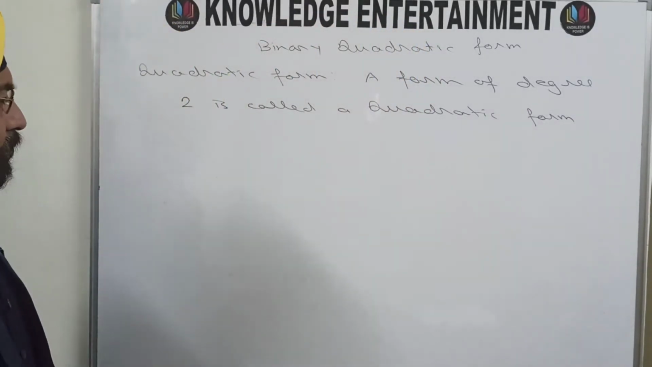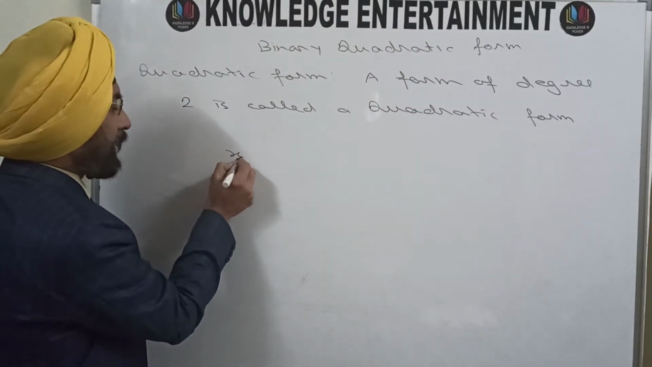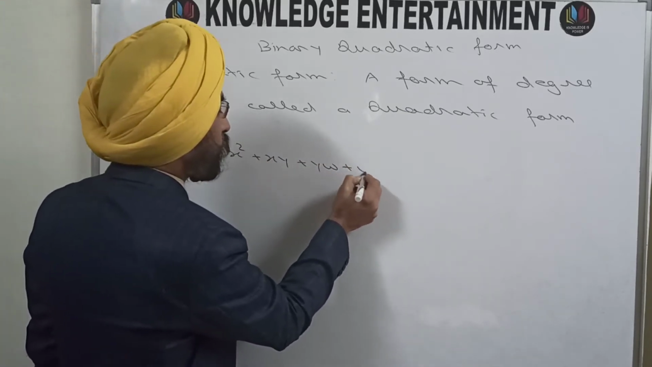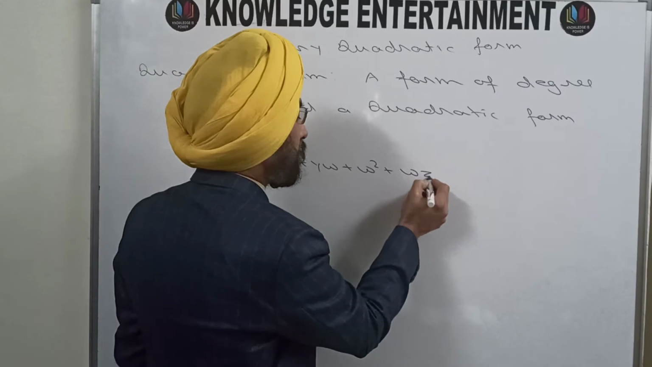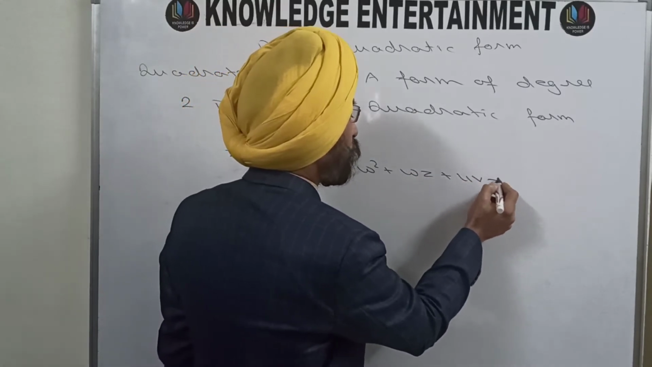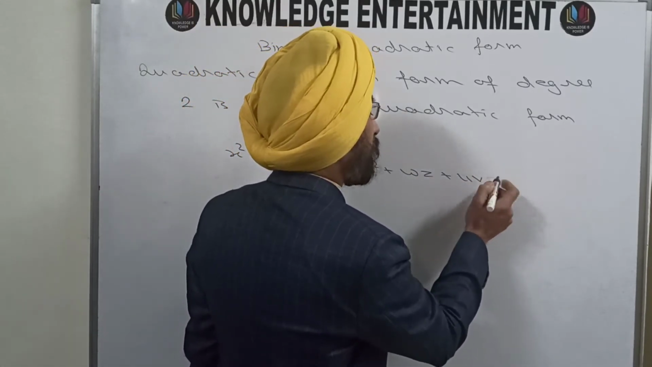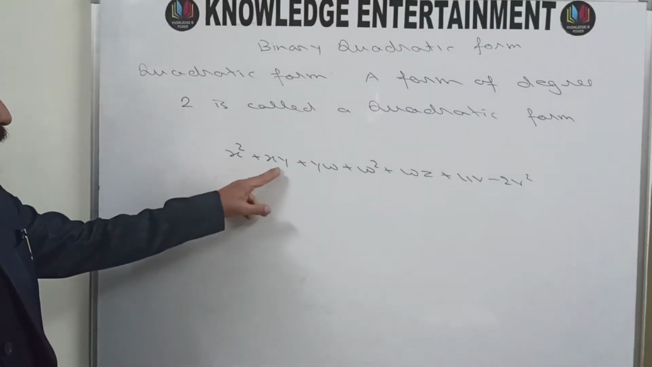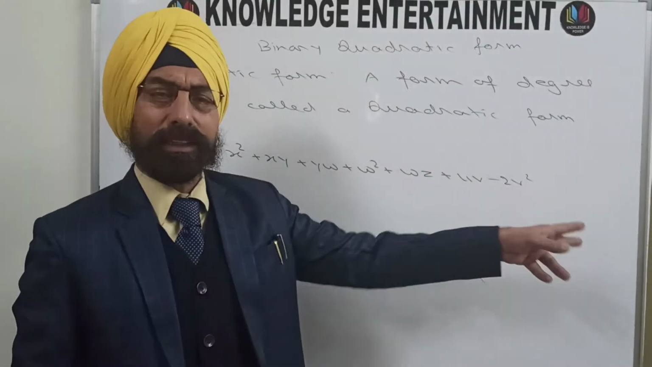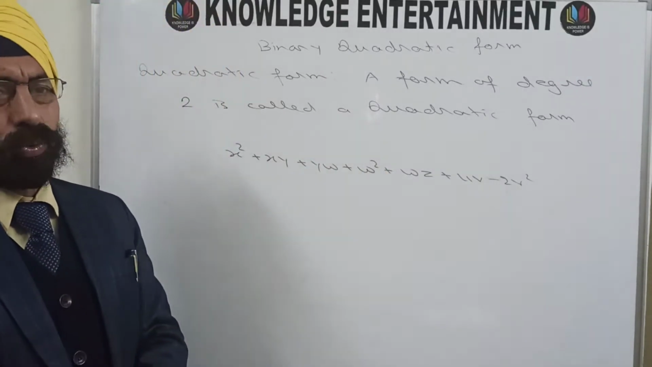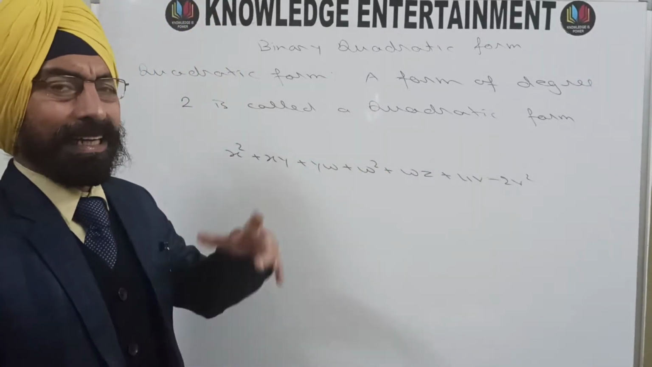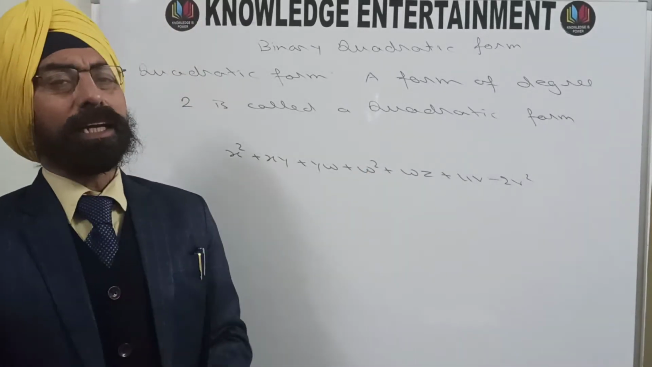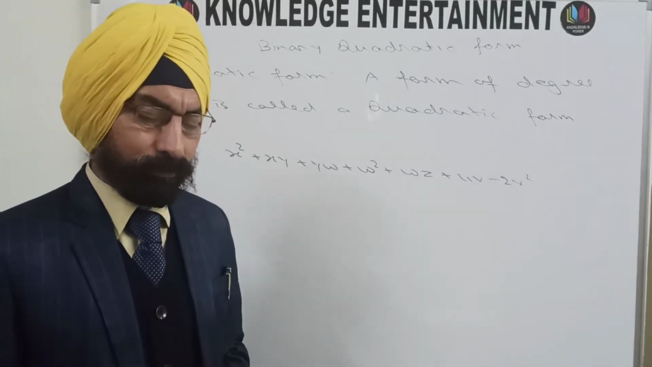For example, if I write x square plus xy plus yw plus w square plus wz plus uv plus or minus 2v square, anything that is of degree 2, everywhere you are finding a term with degree 2. It is a homogeneous polynomial in many variables with same degree 2. So it is a quadratic form.